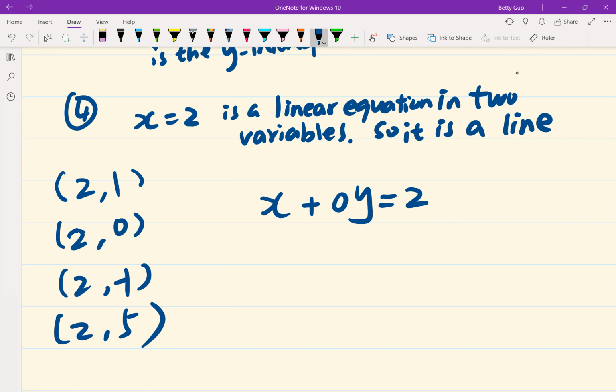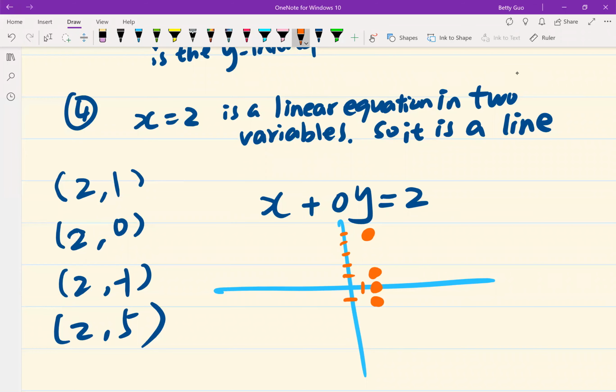X is always 2. So if we graph those points in a rectangular coordinate system, we have (2, 0), (2, 1): 2 units to the right, 1 unit above. We have this point, (2, 0) here. (2, -1) is here. (2, 5): 1, 2, 3, 4, 5 is right here. Do you see the 4 points? You can actually find more. The 4 points are collinear. If you connect them, you have a vertical straight line.